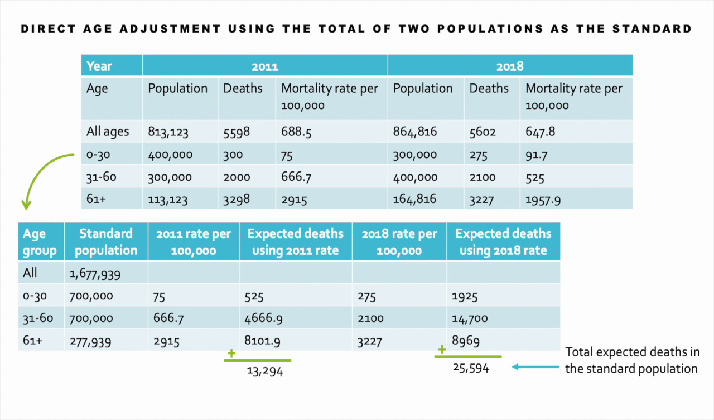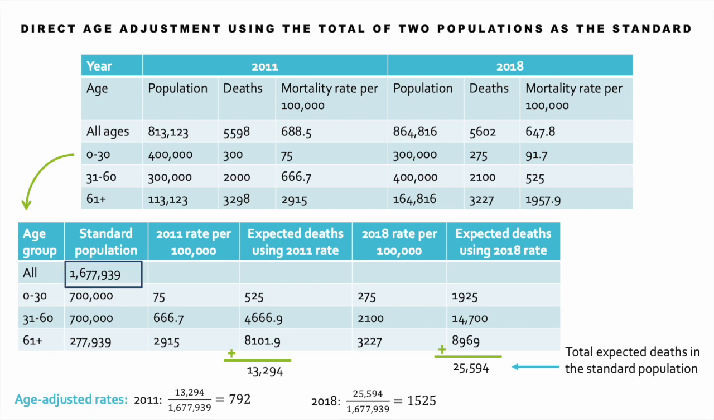To calculate the age-adjusted rate for 2011, we divide 13,294 by the total standard population. And for the 2018 age-adjusted rate, we divide the expected deaths using the 2018 rate, again by the total standard population.